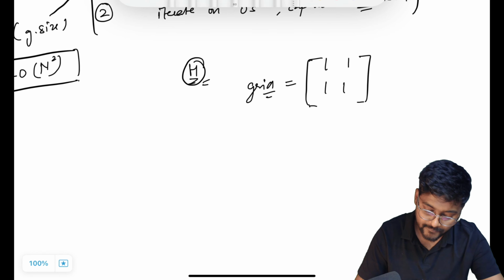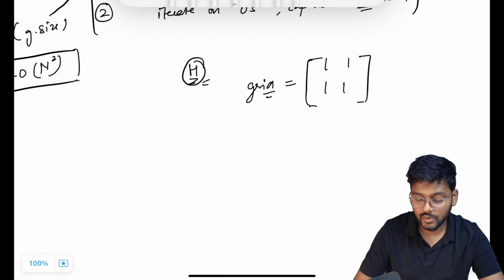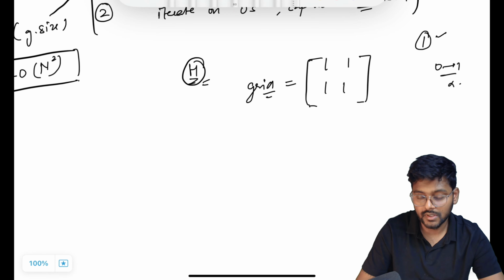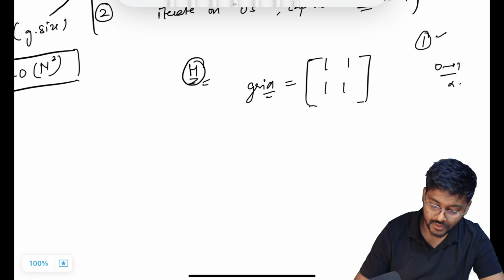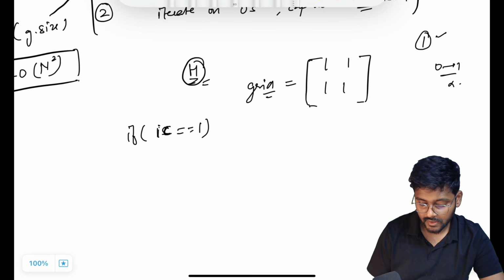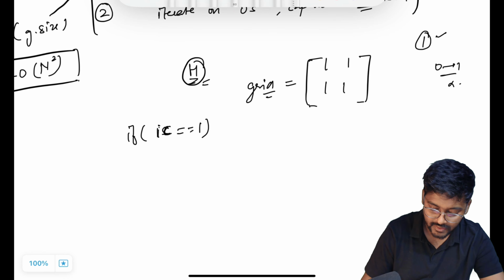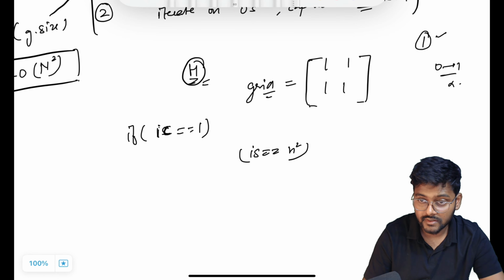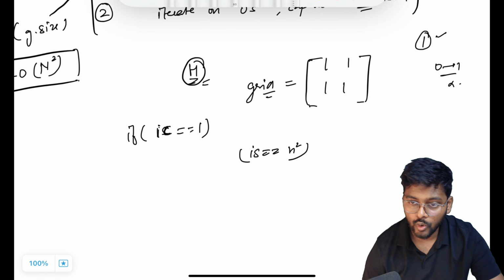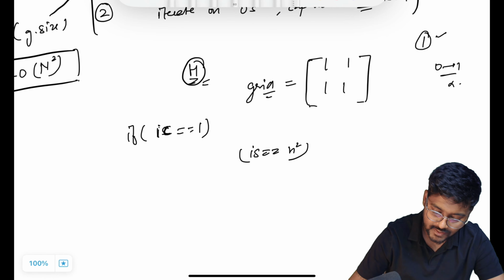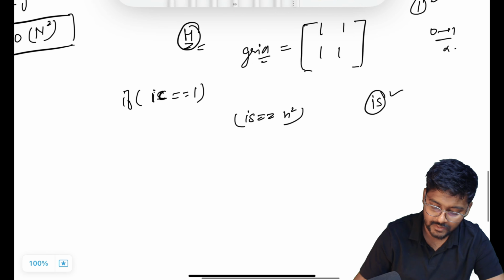Okay, so if this is the grid, in this case, how many islands do we have? We have only one island. And can we convert any 0 to 1? No, we cannot convert. So you can consider that if the island count is equal to 1, then you can just check what is the size of that island. If the island size is equal to n square, that is the size of the grid, it means that the whole grid is occupied by that island and we cannot convert any 0 to 1. So that island size is the maximum size that can be there.